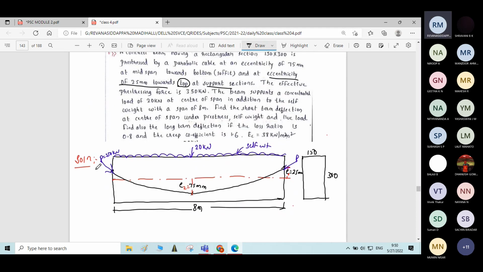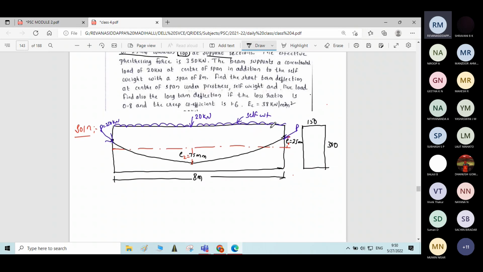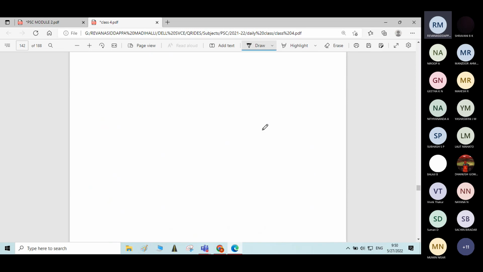Okay, now find the short-term deflection at center of the span under pre-stress, self-weight and live load. Find also the long-term deflection if the loss ratio is 0.8 and the creep coefficient is 1.6 and Young's modulus of concrete is 38 kilonewton per mm square. All the parameters needed to do the calculation of the deflection are given. Just follow the procedure which I have explained before.